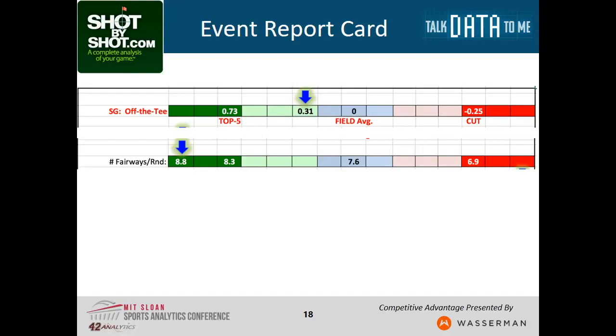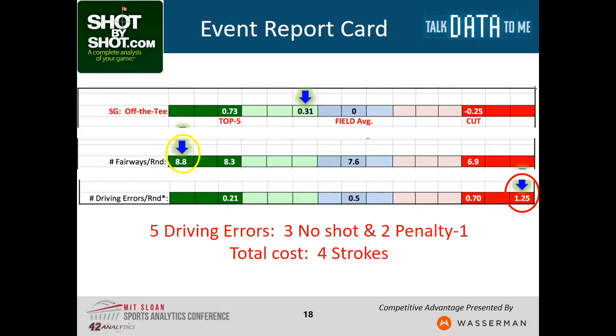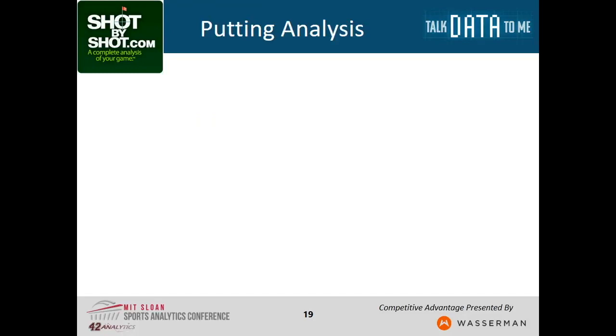I then add to it fairways hit. Everybody likes to see fairways hit. And he did really well there. He hit more fairways than did the top 5, so that's not helping me. Driving errors per round. He had 5 driving errors, 3 no shots where he was behind a tree, under a bush, 1 advancement shot for him to get the ball back in play, and 2 penalty shots. I mean, for a good player, that's unacceptable. So I was able to tell his coaches exactly what happened.